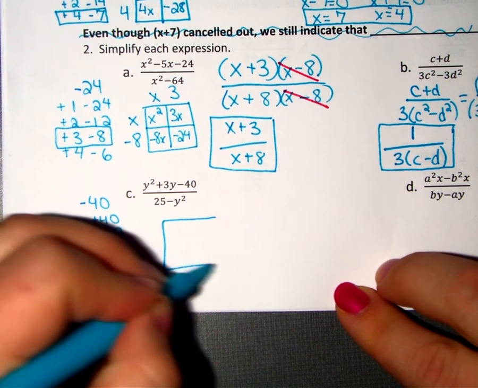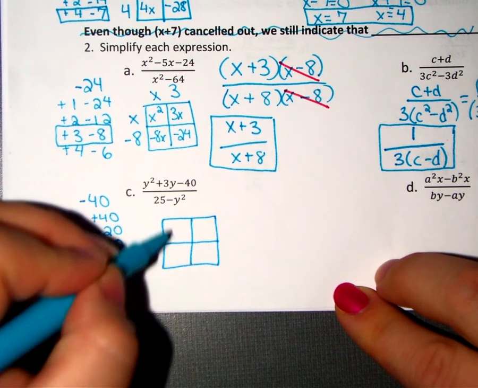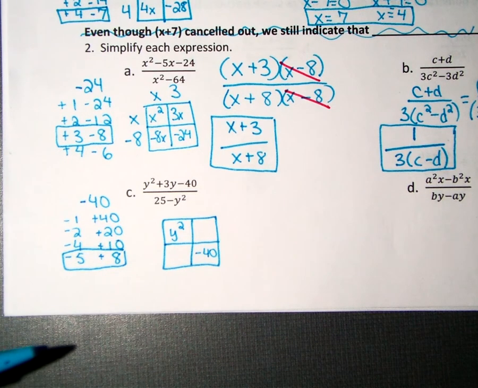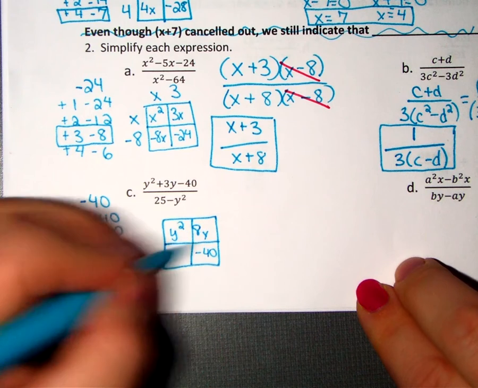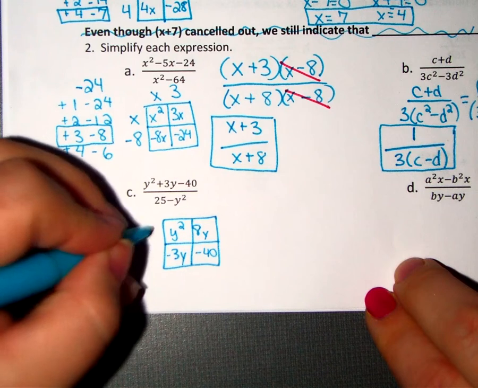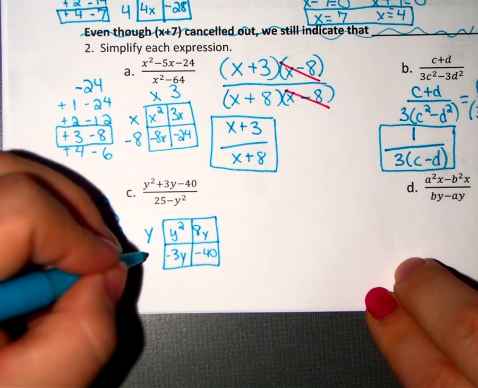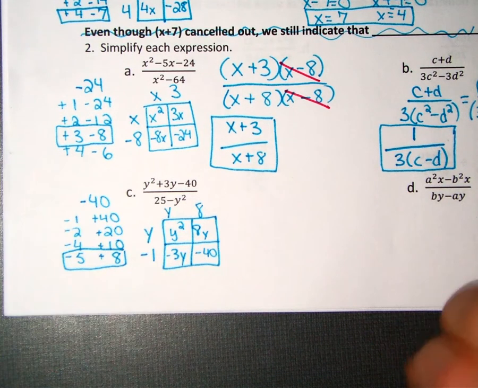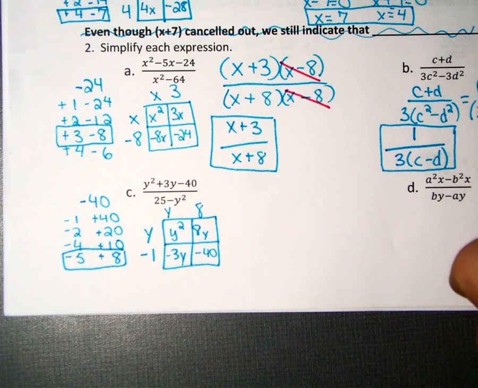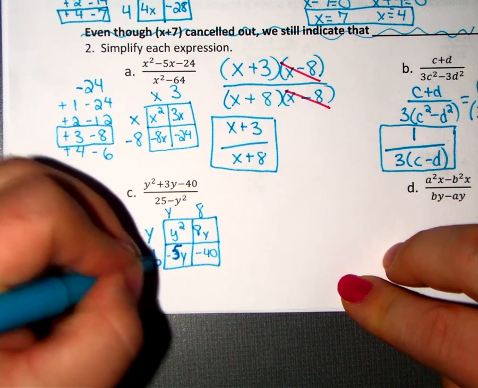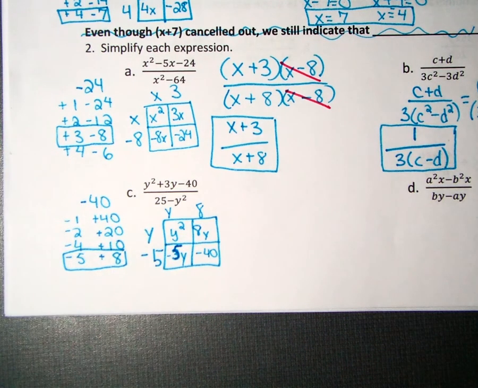Setting up our little box here. Y squared and negative 40 go opposite. And then my negative 5y and my 8y go in the box. Doesn't matter which one. On the top, I can take a y. The bottom, I can take a negative 1. The left, I can take a y. And the right, I can take an 8. Oh, that should have been a 5, which means I could have taken a negative 5 out. My mistake. So I have y minus 5 and y plus 8 for the top.